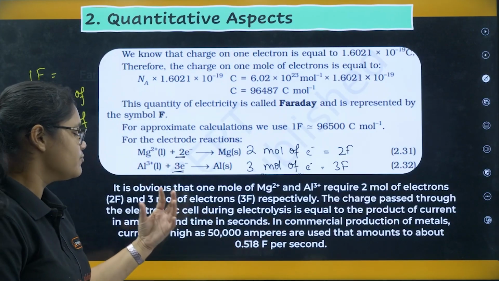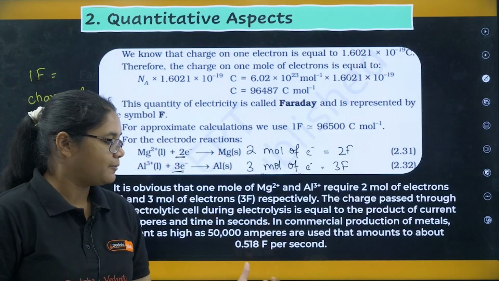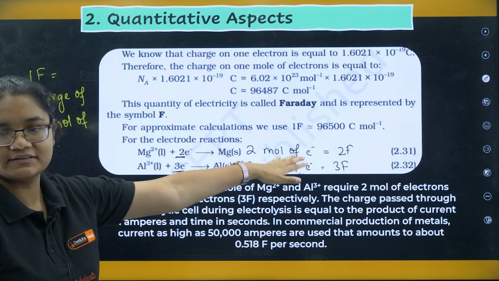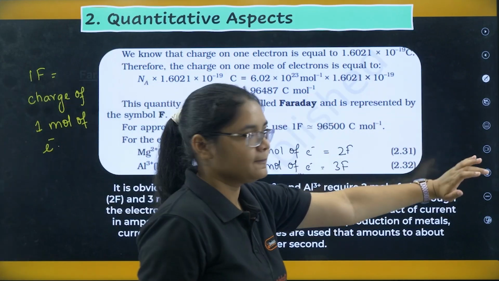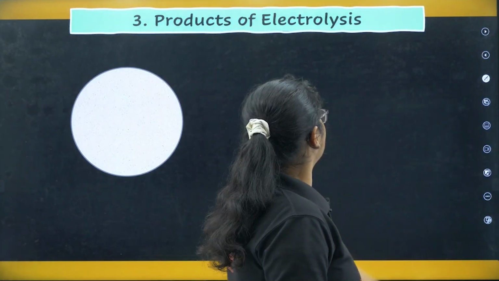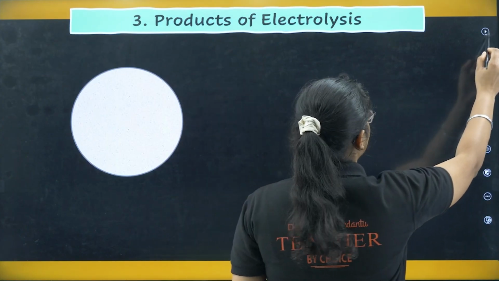So this is something just for information, don't need to remember this. So that is the value of 1 Faraday. Okay. Next we will see about products of electrolysis.